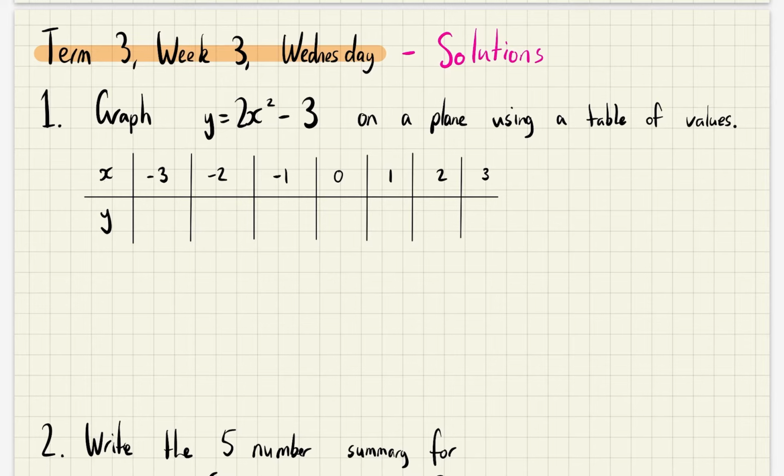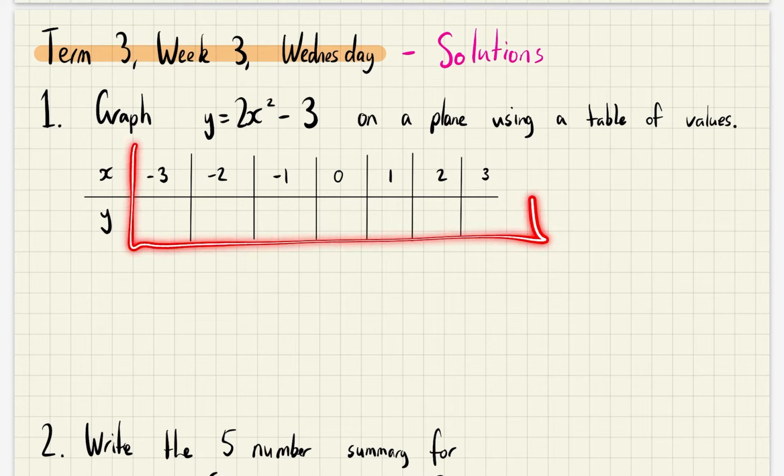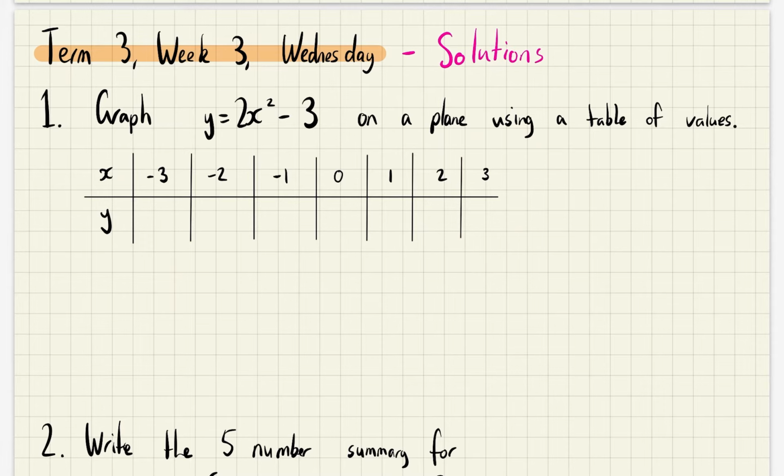The first question is based on the work we were doing yesterday, where we are asked to graph y equals 2x squared minus 3 on a plane using a table of values. I've already given you the table of values as a hint if you weren't sure which ones to use. Because it is a parabola where the highest power is squared, we should probably do from minus 3 to 3, because it's going to be a curved line instead of a straight line, so we need more points to see how it looks.